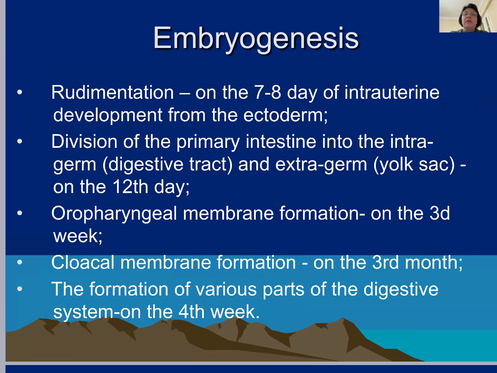Embryogenesis. Rudimentation on the 7-8th day of intrauterine development from the ectoderm. Division of the primary intestine into the intragerm and extragerm occurs on the 12th day. Oropharyngeal membrane formation on the 3rd week. Cloacal membrane formation on the 3rd month. The formation of all parts of the digestive system on the 4th week.